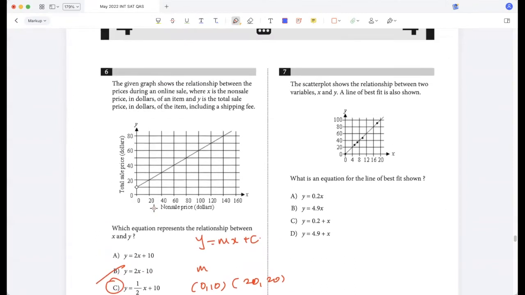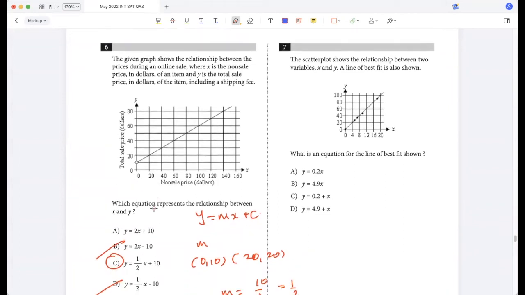The scatter plot shows the relationship between two variables x and y. A line of best fit is also shown. What is the equation? Here, the y-intercept is 0, right? So obviously C and D are out. You have the origin as one point and (4, 20). So the slope is 20 by 4, which is 5. So very close to option B.